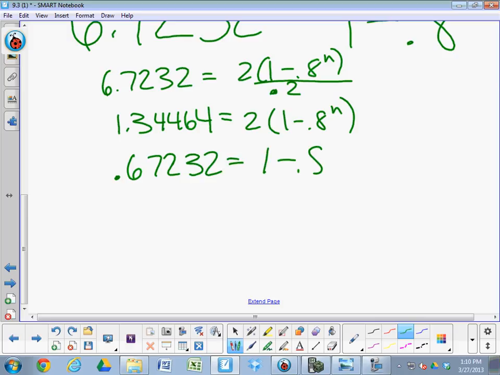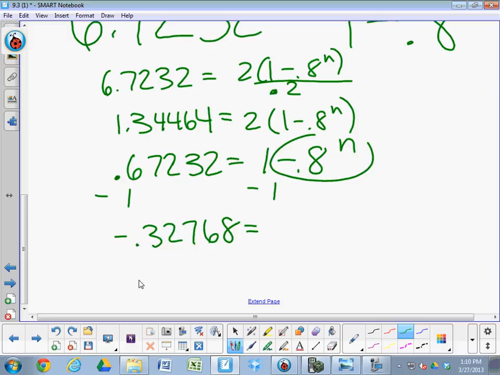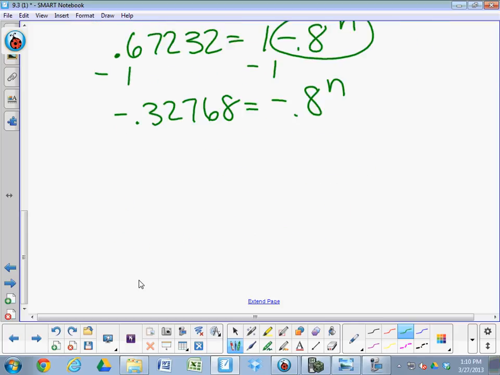Divide by 2. Point equals 1 minus 0.8 to the n. Take away 1. Are you going to get a negative on both sides right now? Equals negative 0.8 to the n. If both sides are negative, cancel it. It's a fancy way of saying divide both sides by -1. So we don't want to have negatives when we go to do a log.